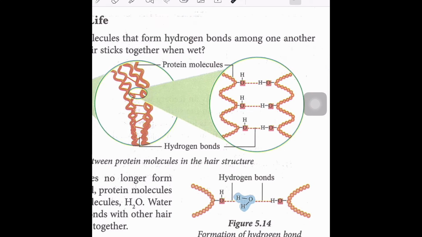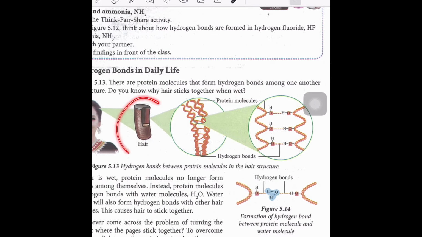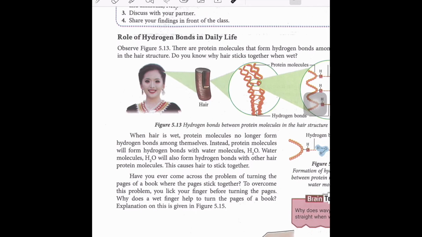So look at these protein molecules over here. Look at this H. This H belongs to this chain. Okay. But when this H connects with another high electronegativity atom from another molecule, they already form hydrogen bonds. Banyaklah, there are a lot of hydrogen bonds. Sebab banyak rambut, kan? Banyak rambut, banyaklah protein, banyaklah hydrogen bond. Begitu. So, when hair is wet, protein molecules no longer form hydrogen bonds among themselves.